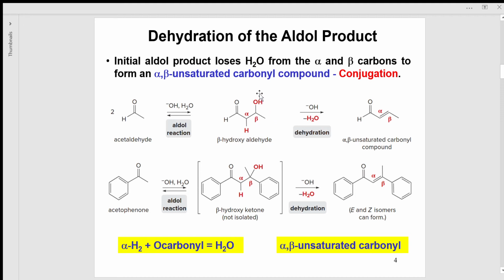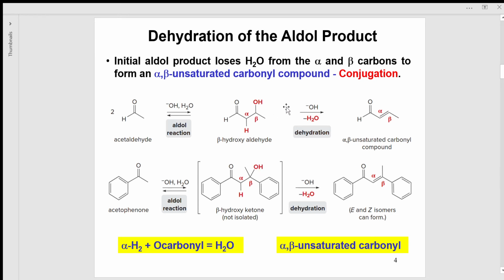This is just a product. The beta hydroxyl carbonyl compound is the Aldol condensation product. Normally, this is not a final product, so the reaction will continue, because in the base condition, we are going to form an alpha beta unsaturated carbonyl compound.